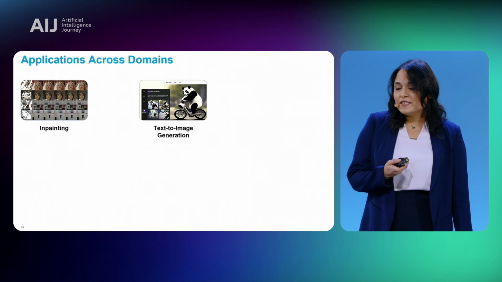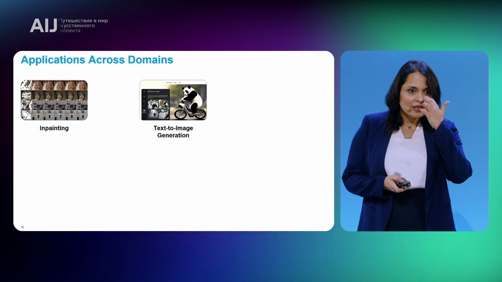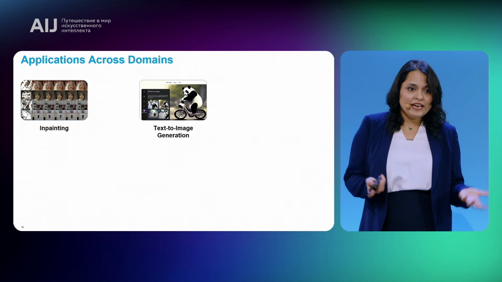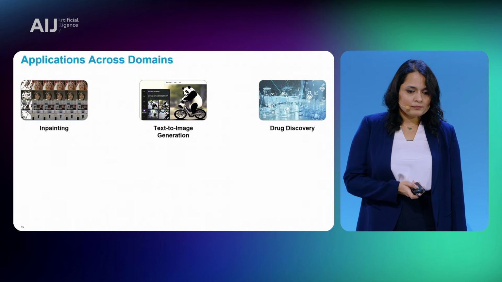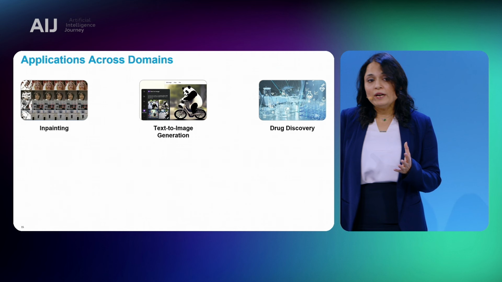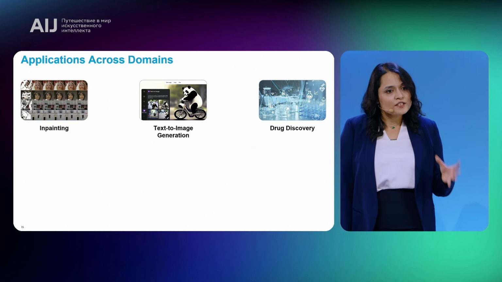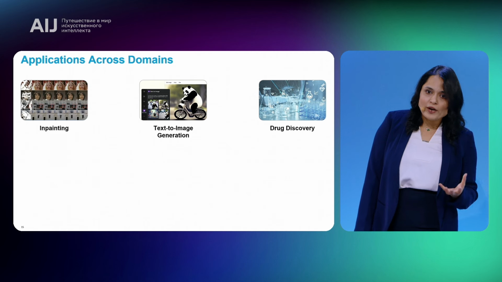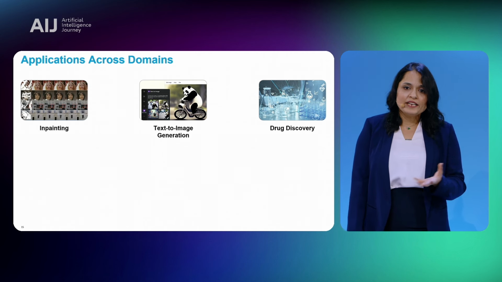So you can say that an astronaut is riding a horse. You saw that image in the starting. Using Stable Diffusion, you can create a new image, which is able to follow the prompt. The third is drug discovery. Again, you can use Stable Diffusion to create new molecular structures, and the concept remains the same. You start with noise, gradually refine and enhance, remove that noise, and create new data.